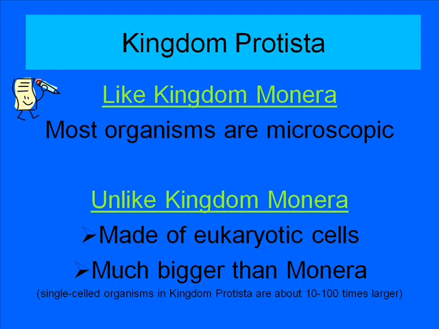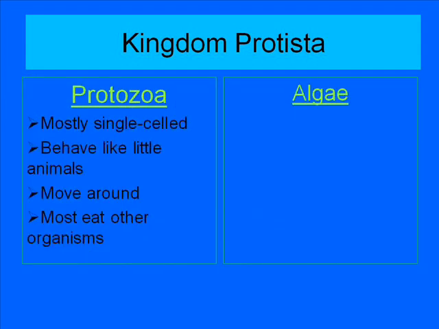Also, in kingdom Protista, the organisms are much bigger than those in kingdom Monera. For example, a single-celled organism in kingdom Protista is about 10 to 100 times larger than those in kingdom Monera. Now remember, kingdom Protista is further divided into 2 groups, protozoa and algae.